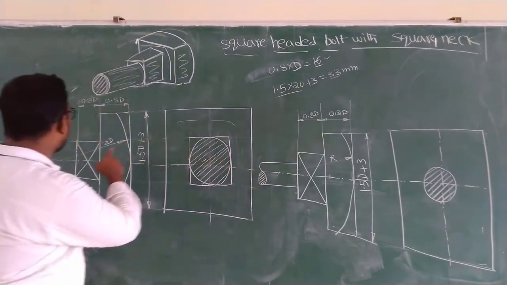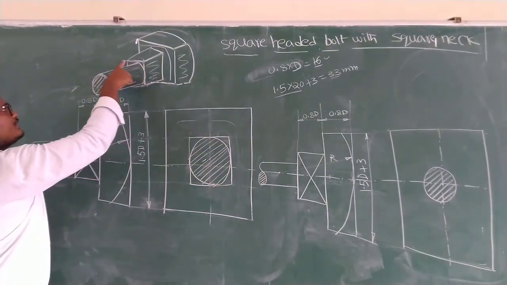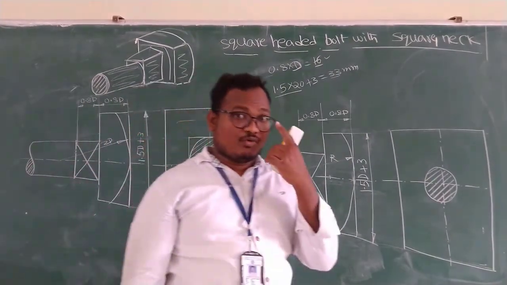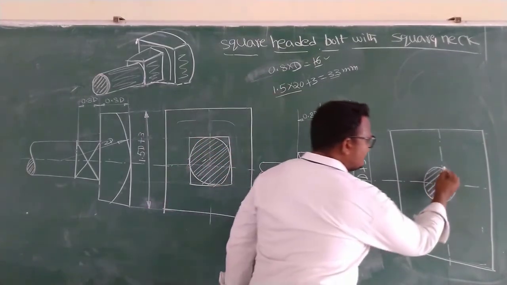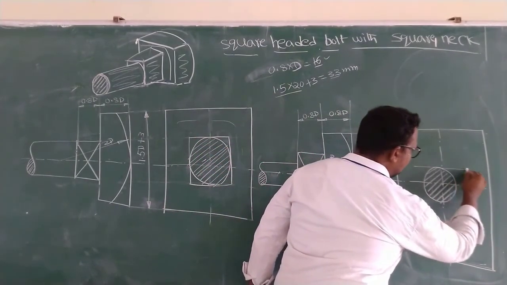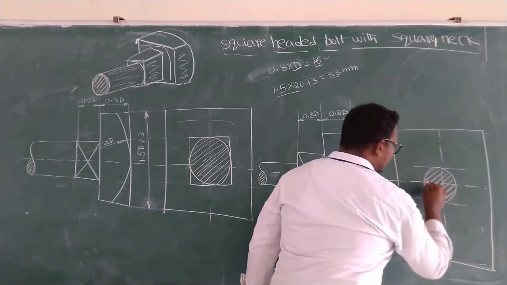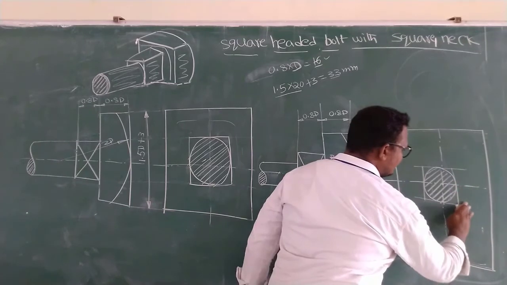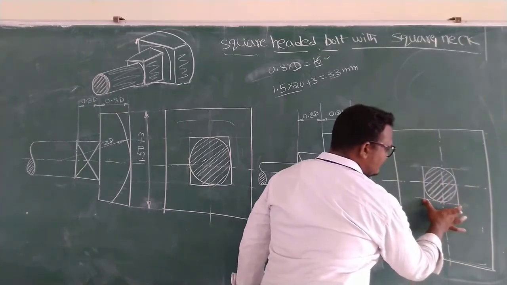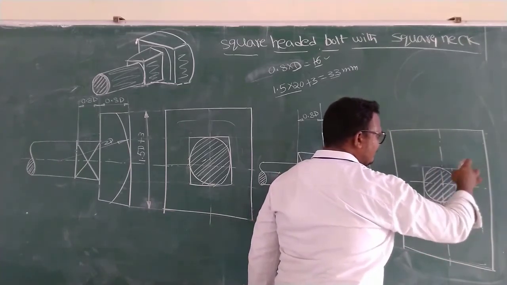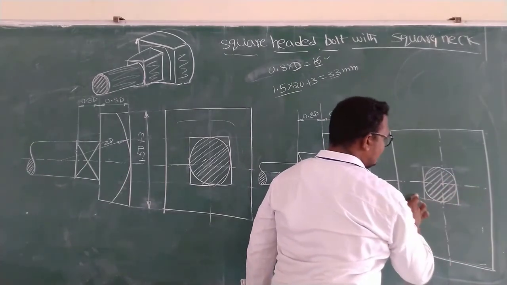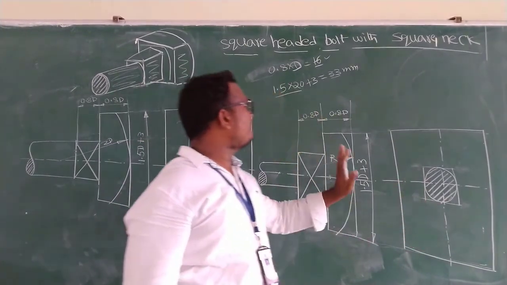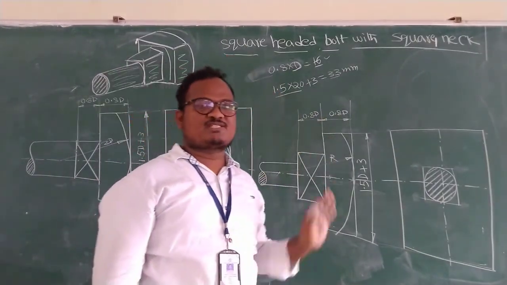Next, from this direction, this square neck also visible, no? Okay, that dimension also equals D only. That's why just draw like this. That is equal to the dimension of D. Okay, this is D, this is D, this is D. Why? Because it is a square neck. Okay, so this is the front view, this is the side view of a square-headed bolt with square neck.